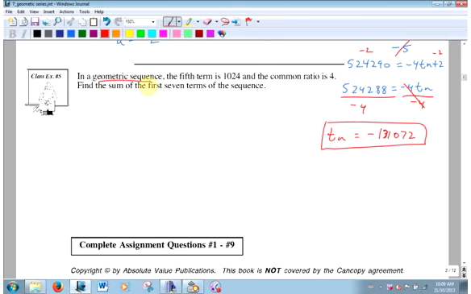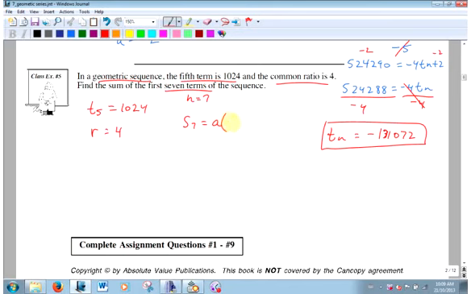Okay. In a geometric sequence, the fifth term, that's T5, is 1024. And the common ratio, that's R, is 4. Find the sum of the first 7 terms. What is that 7? That's n, right? I want to find S7.